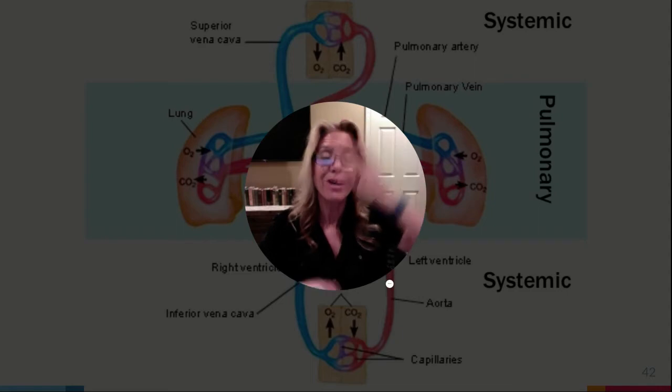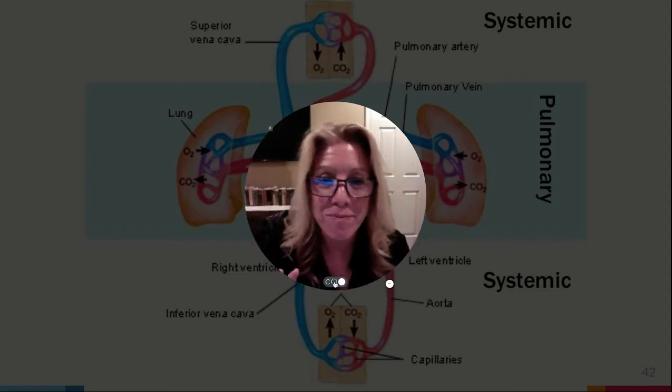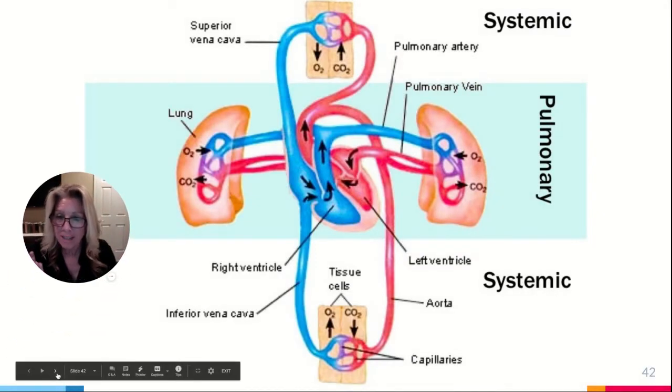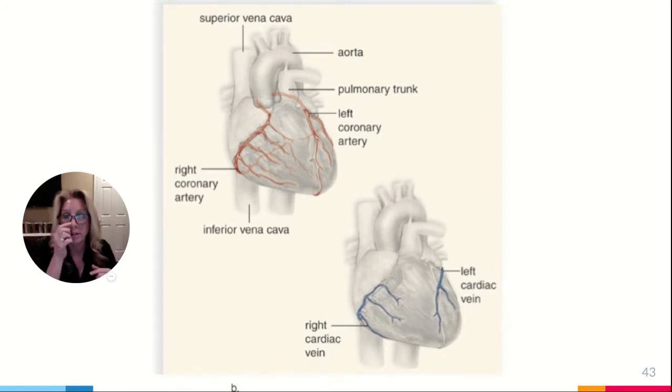Heart, systemic, heart, pulmonary. Okay, so it's this continuous circuit. All right. Now, next, when you hear about a coronary circuit, this is part of the systemic circuit. It's underneath that umbrella. Only the lungs are pulmonary circuit. Everything else is systemic circuit.